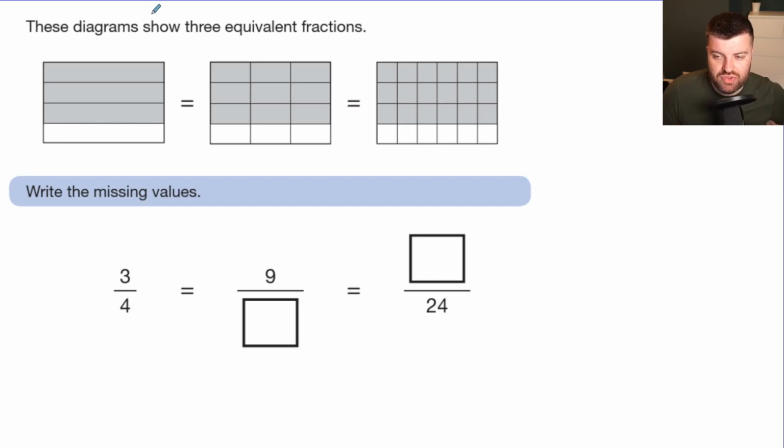These diagrams show 3 equivalent fractions. 3/4, very simple. 9 what? Well, we just need to count how many squares there are in total. Denominator is how many parts there are in total. There's 12 there.